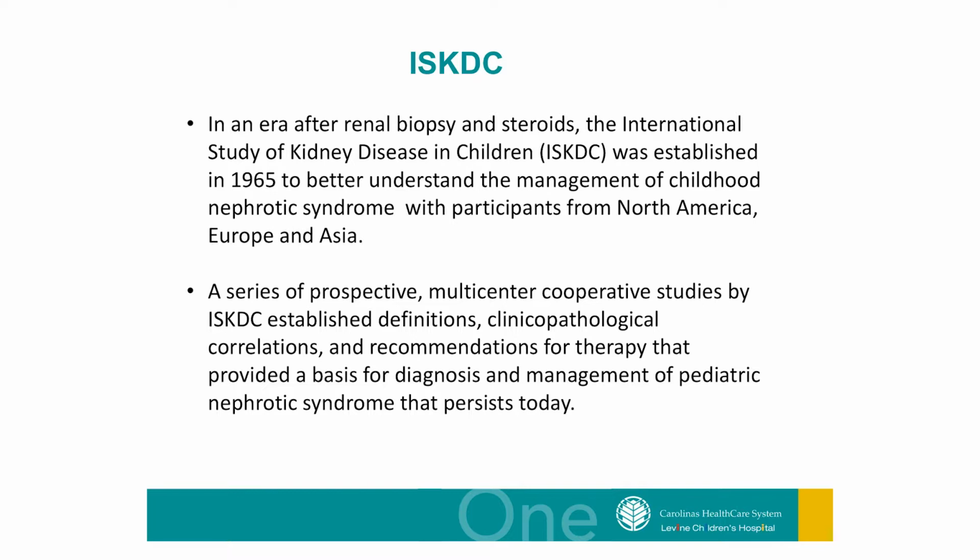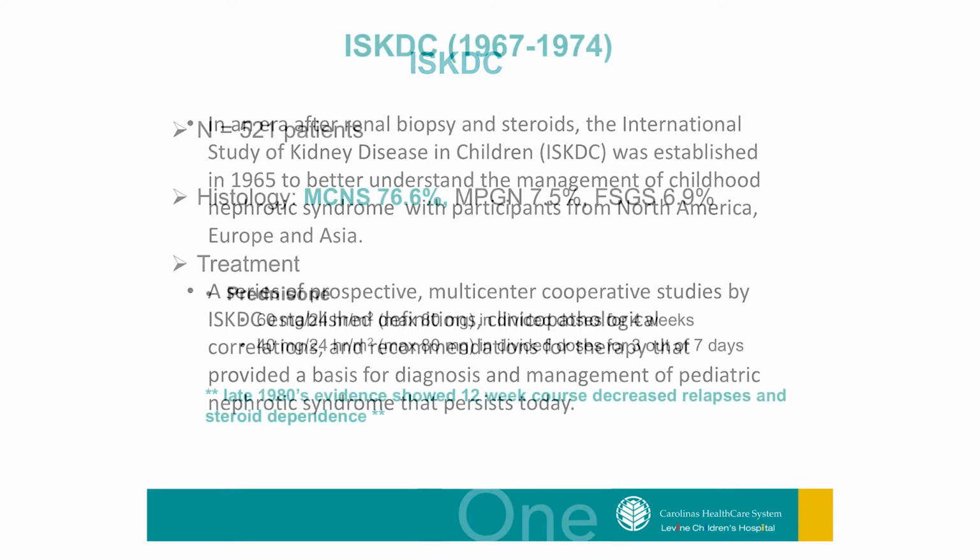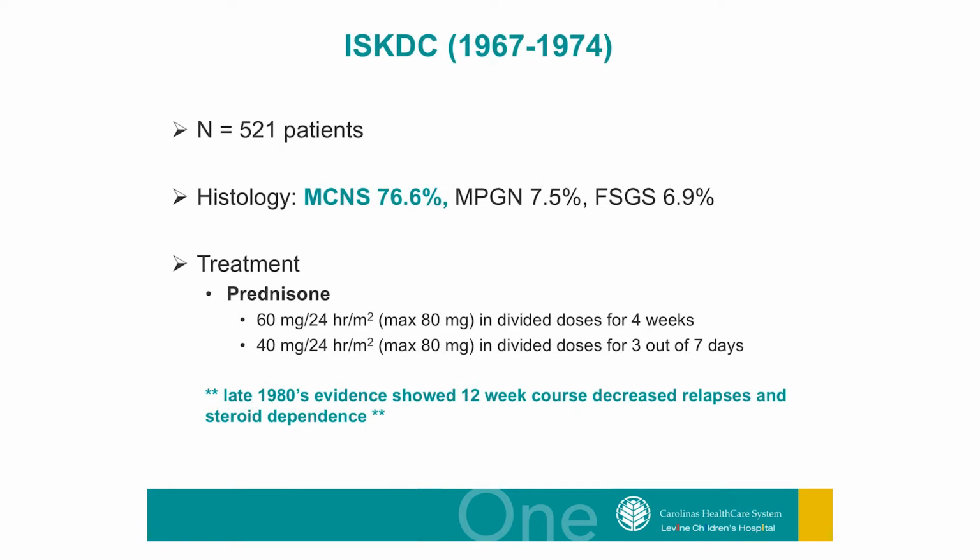Interestingly, as some of us have gone back and looked at this, there's no information on demographics. We don't know what the racial distribution was in this population as we do now, where it's much more selective. So this organization did a series of prospective, multi-center collaborative studies to help establish definitions, steroid-resistant, frequent relapsers, all those types of things, the clinico-pathological correlations, and recommendations for therapy. We'll talk about a few of those.